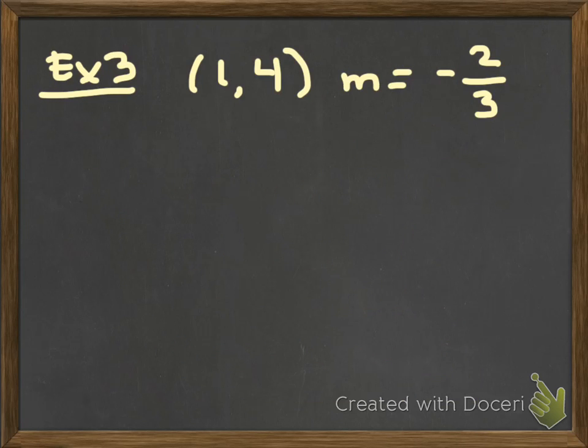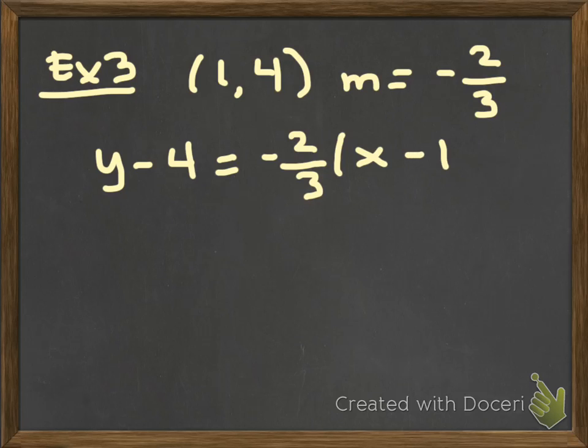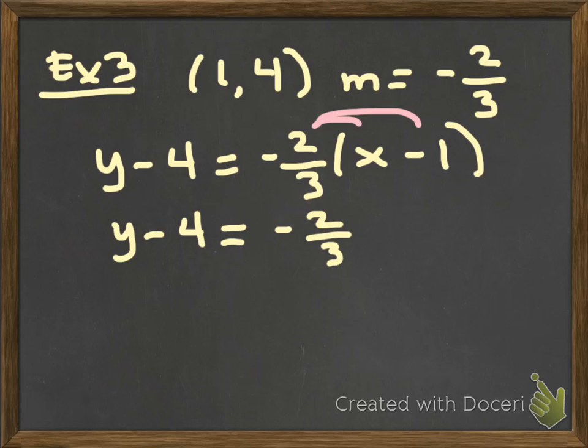Example 3, the point is (1, 4), and the slope is negative 2/3. So we're going to plug it into the point slope formula. That's y minus 4 equals negative 2/3 times (x minus 1). We do distributive property. So now we have y minus 4 equals negative 2/3 x, and that's negative times negative, so that's positive 2/3.